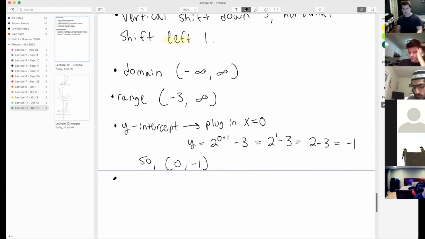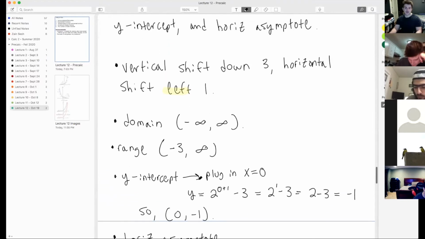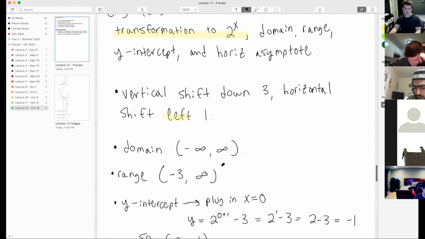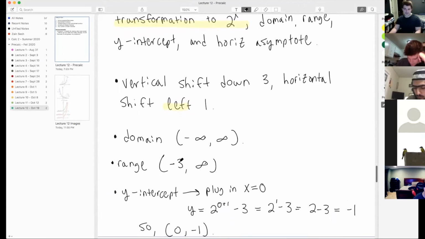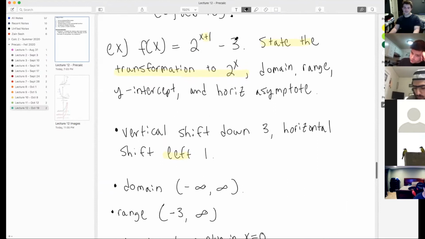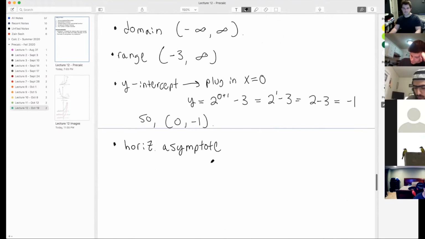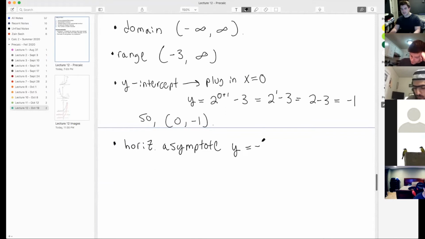All right, very good. And then the last thing will be the asymptote. You're going to get a horizontal asymptote. There are 2 ways to find it. You can just look at the range, it's going to be at the left endpoint of the interval, or you can just look at the vertical shift. So it's going to be at y equals minus 3.